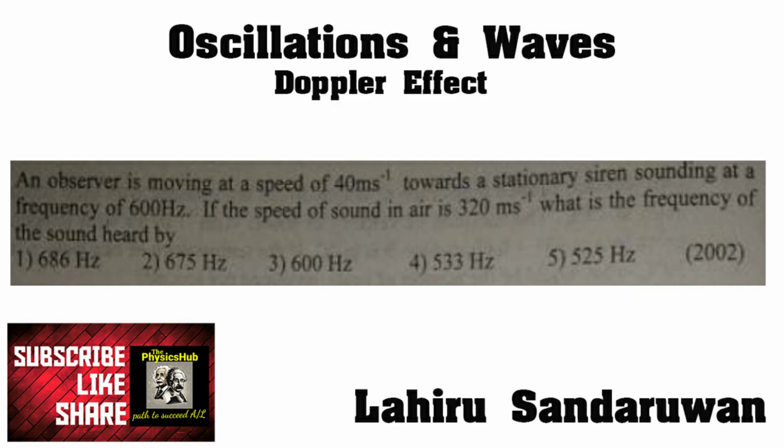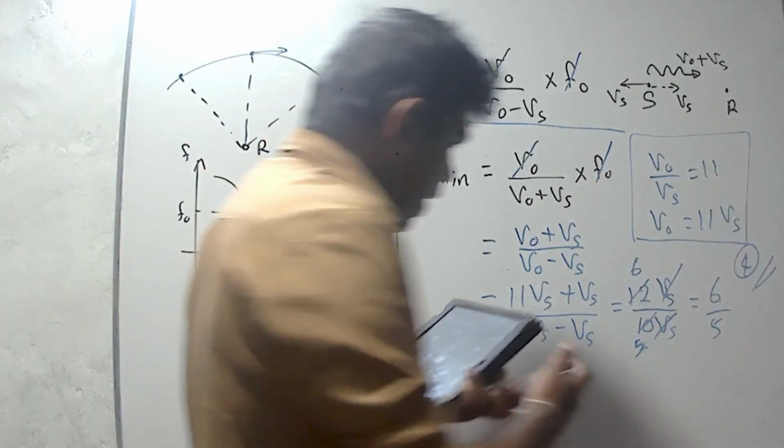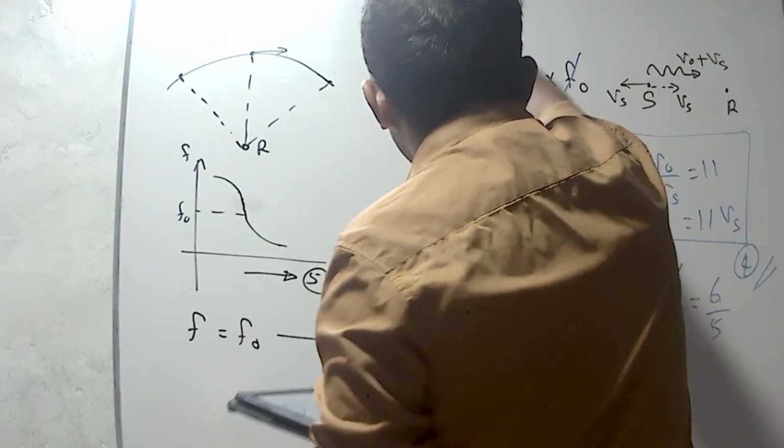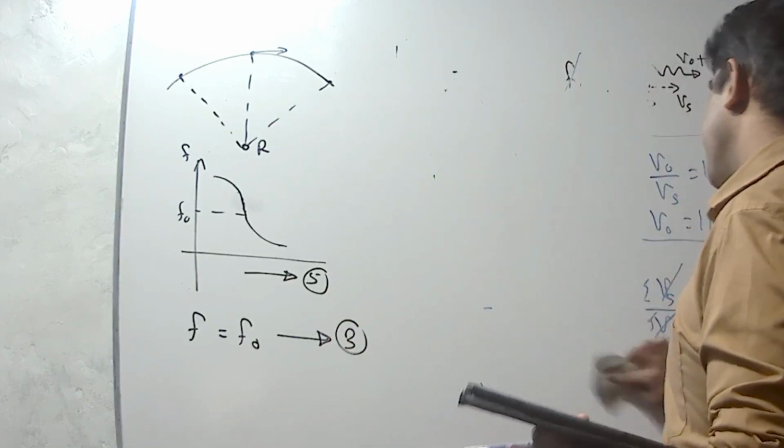An observer is moving at a speed of 40 meters per second towards a stationary siren sounding at frequency 600 Hz. If the speed of sound in air is 320 meters per second, what is the frequency of sound heard by the observer? Now I will consider the corresponding receiver and source.